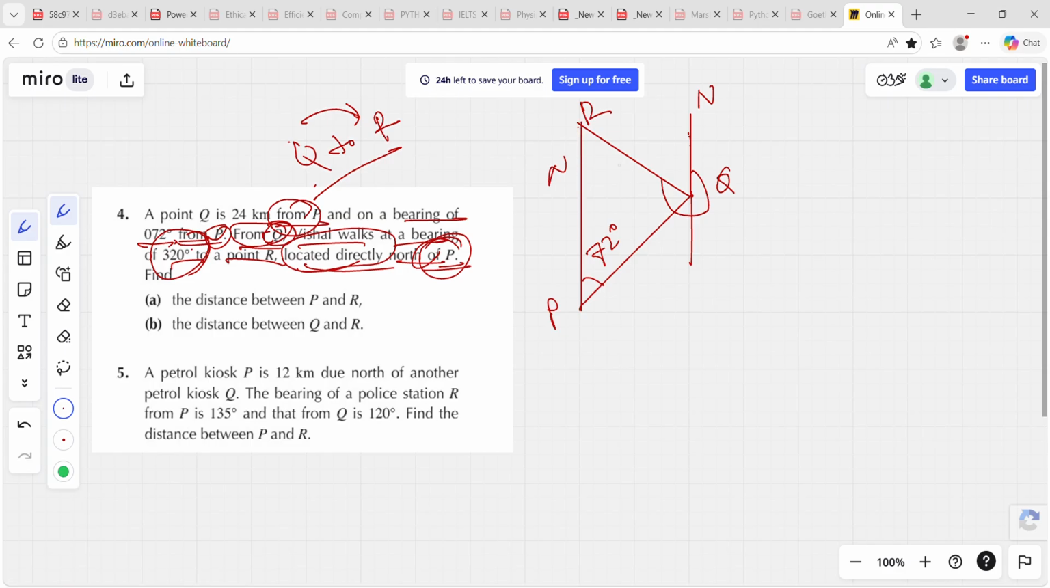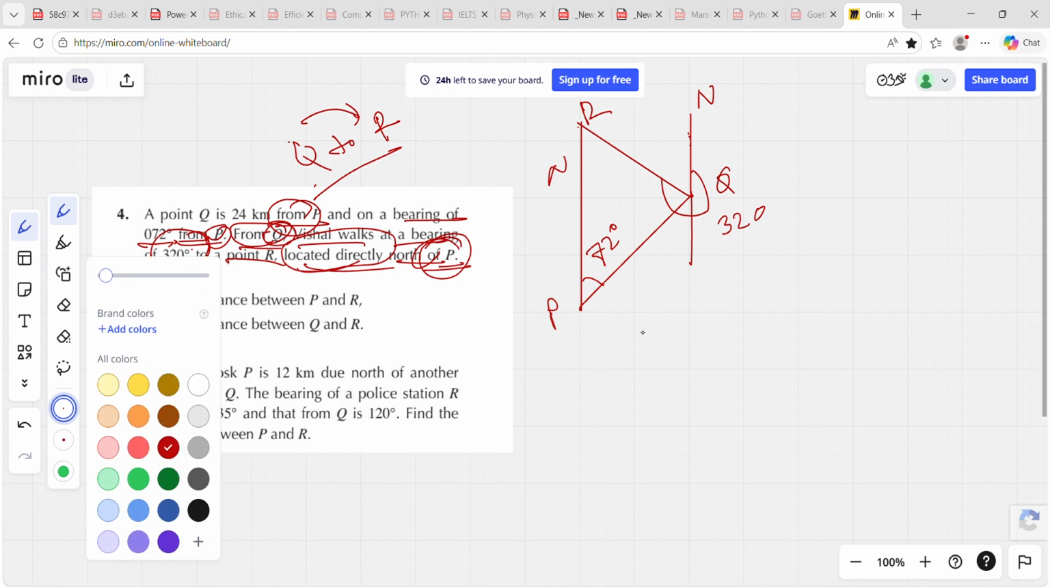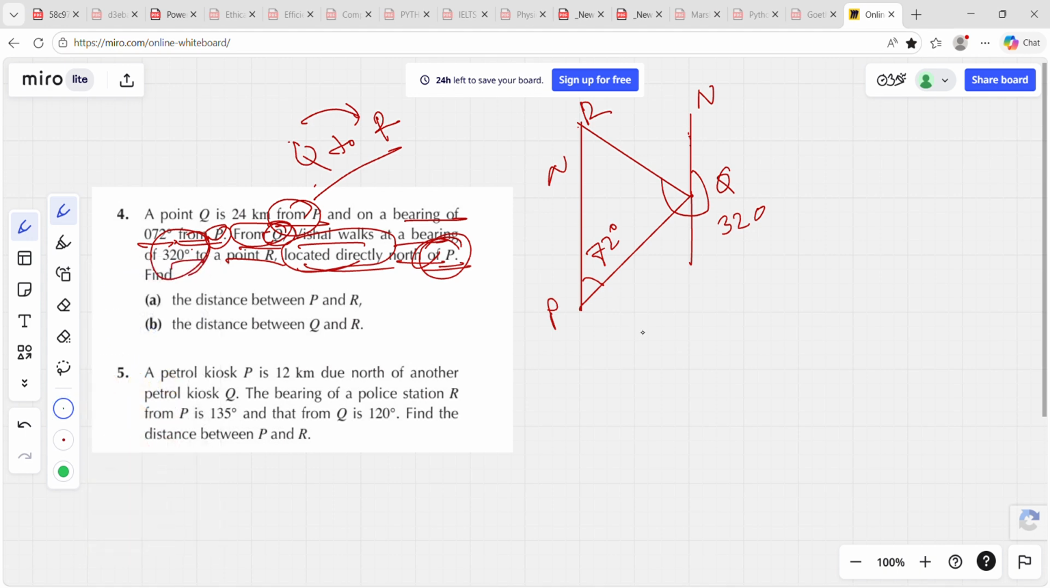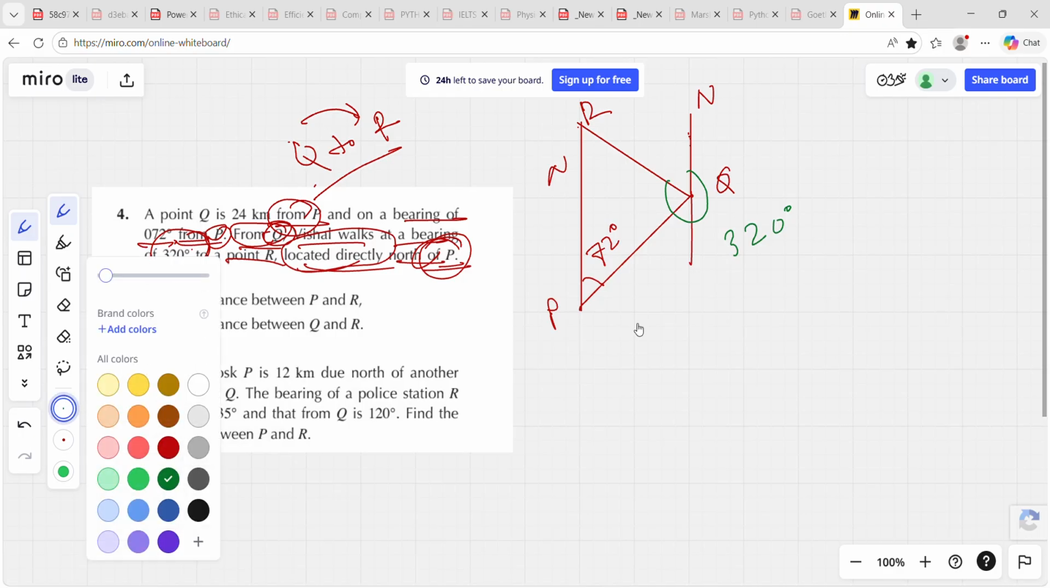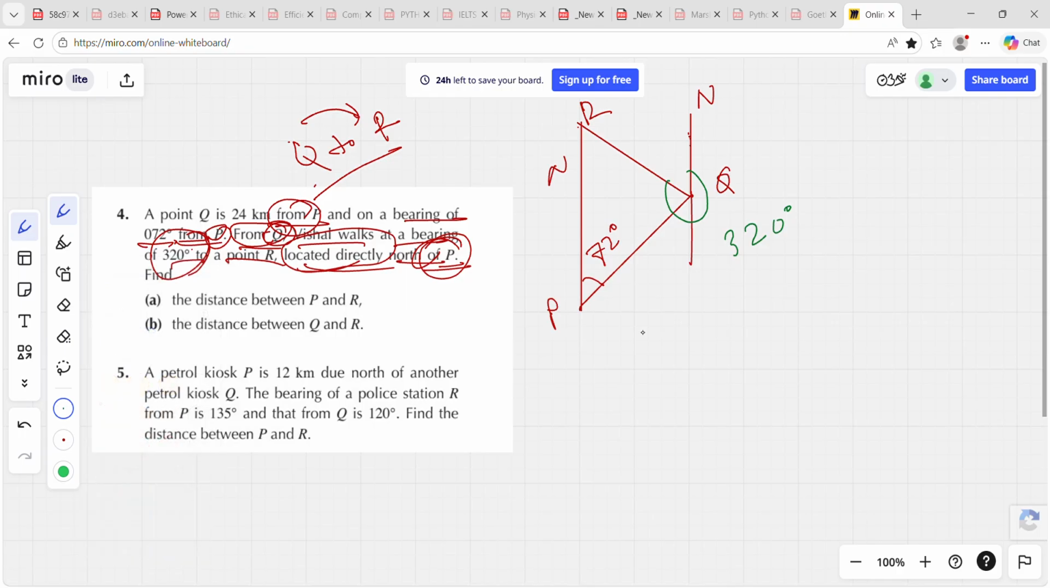Now they said this whole portion is 320 degrees. If I draw it in green, I love green, then green is 320 degrees. And magenta, you can say magenta, that is 180 degrees.